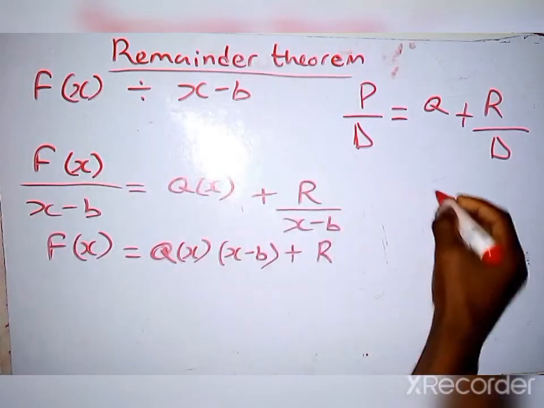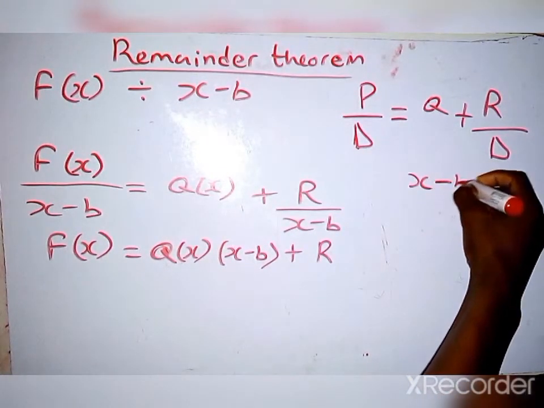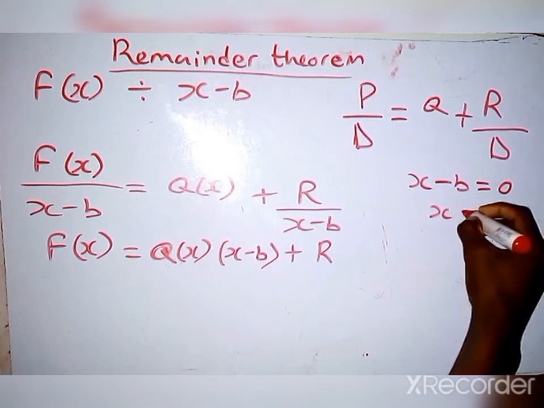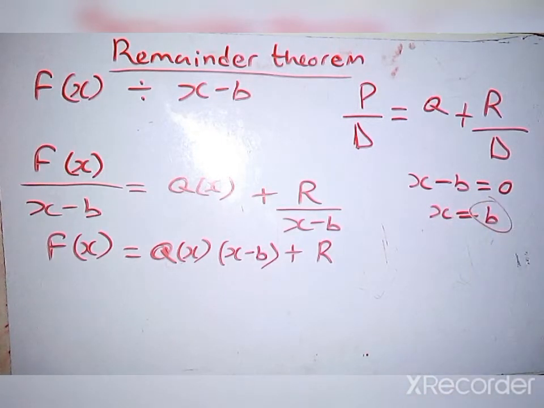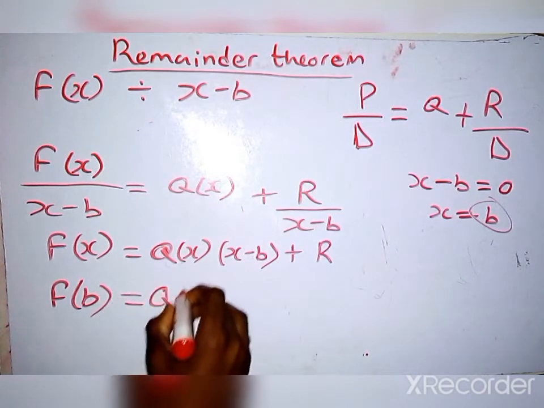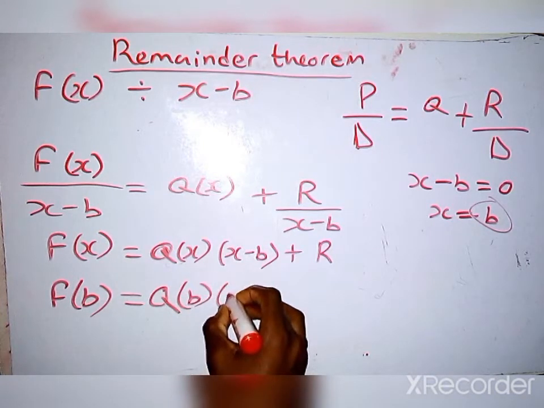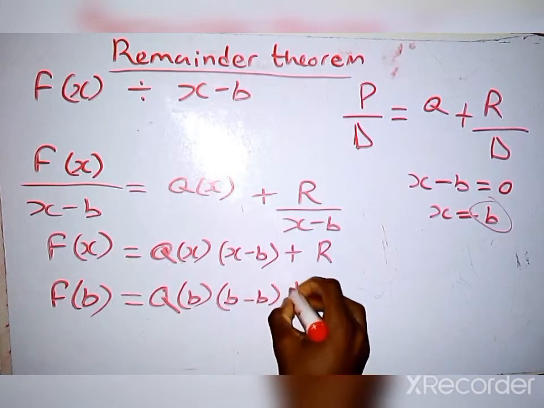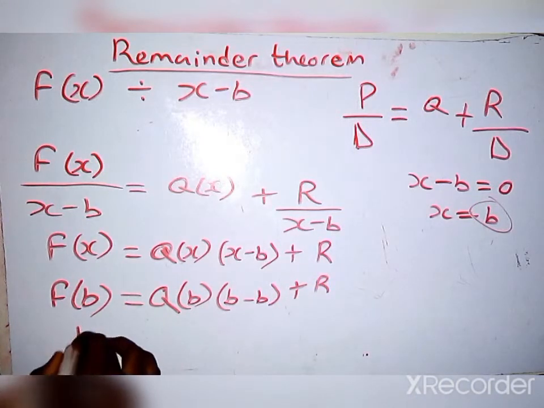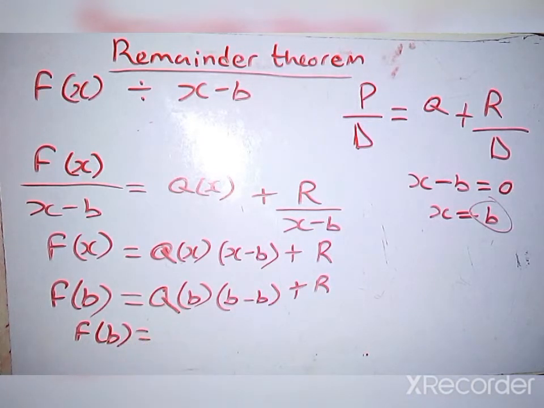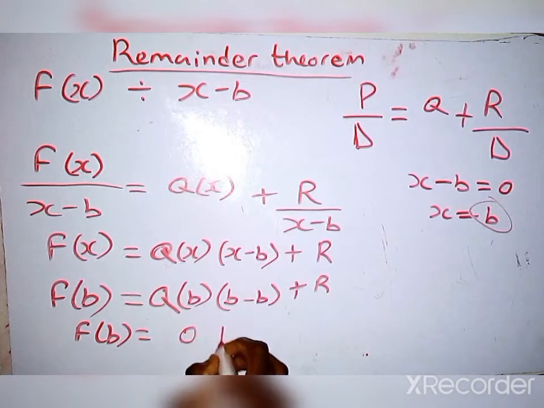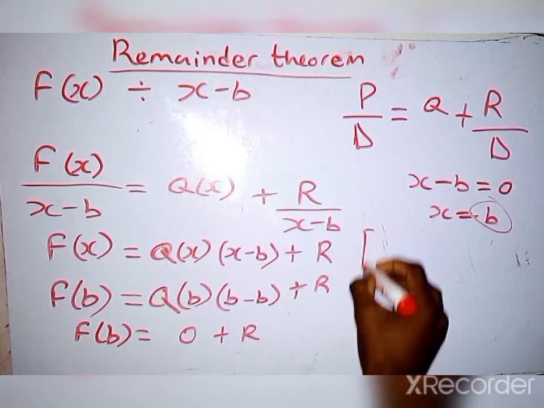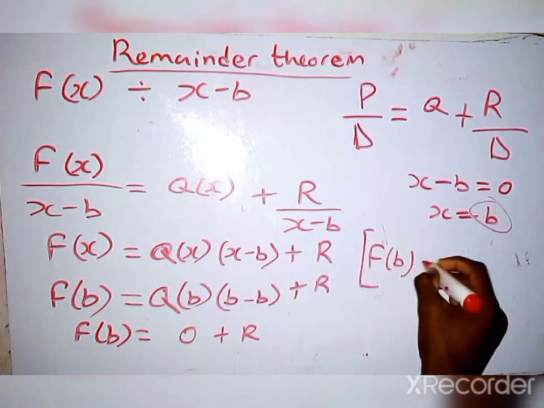Now let x minus b equal to 0. So x will now be equal to b. That means any place we see x, we insert b there. So f of b equals Q of b into bracket b minus b, plus R. This b minus b gives us 0, so automatically this term is 0. We now have 0 plus R, so f of b equals R.